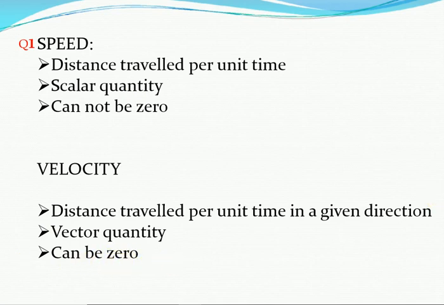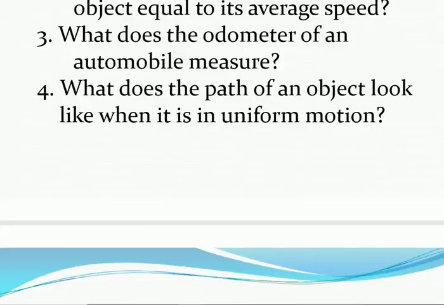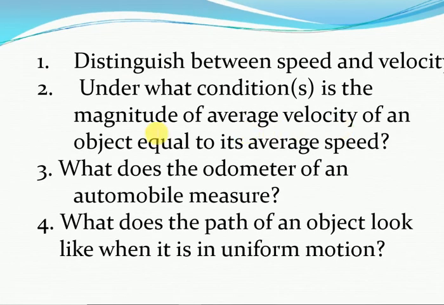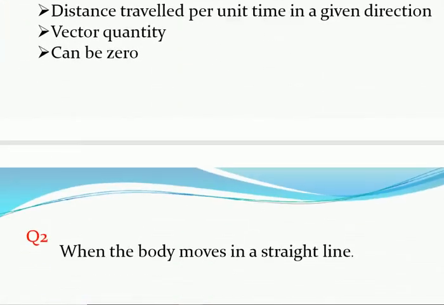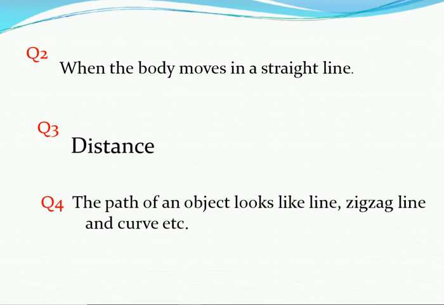Now the second question, under what condition or conditions is the magnitude of average velocity of an object equal to its average speed? So here is the answer of the second question, that is when the body moves in a straight line. So when the body moves in a straight line, this is the answer.